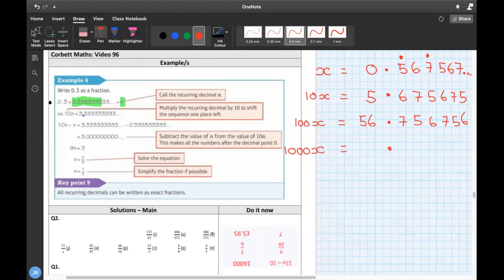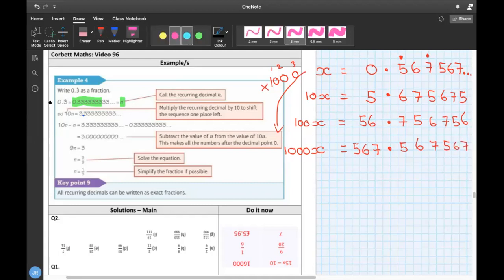So we're now multiplying the original value here by 1000. And because you've got 1, 2, 3 zeros on the end there, the numbers will move along 3 positions. That placeholder will stay in the same position. So we're going to have 567.56757. So we've now got a match. Go back here. It started with 567 after the decimal point and continued on. And that's what we've got here now.